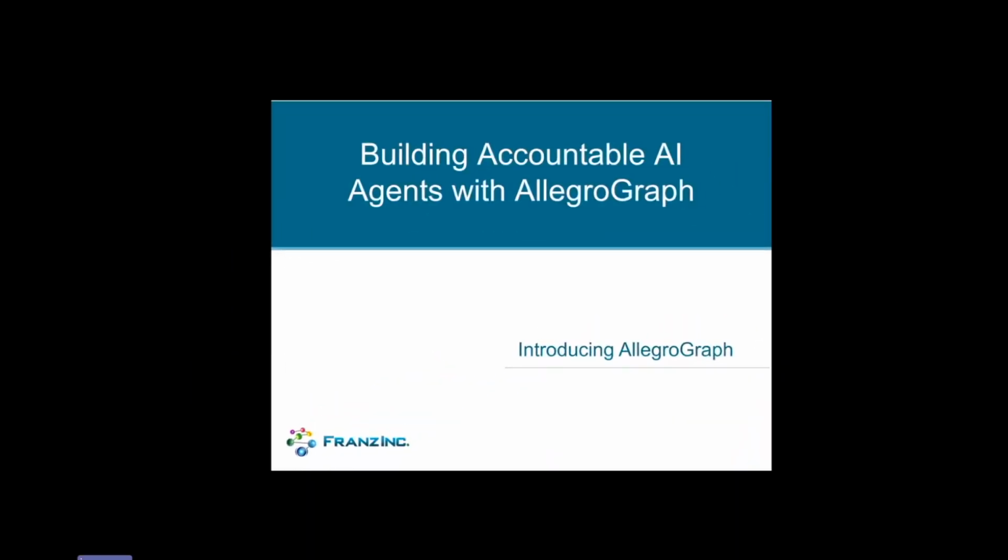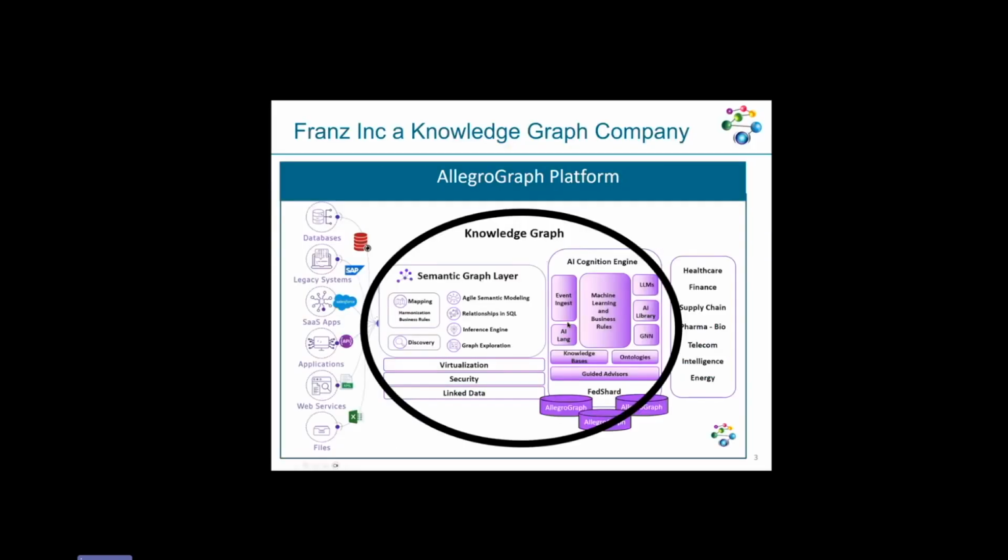Okay, so I'm going to talk today about a new topic, maybe for you. It's called accountable AI agents and how we build them with AllegroGraph. Now, our company, Franz Inc., makes this product, AllegroGraph, and we use that to build knowledge graphs, right? So we're a typical knowledge graph company.